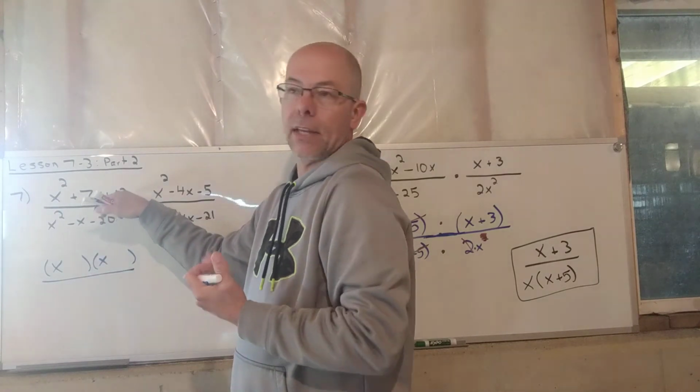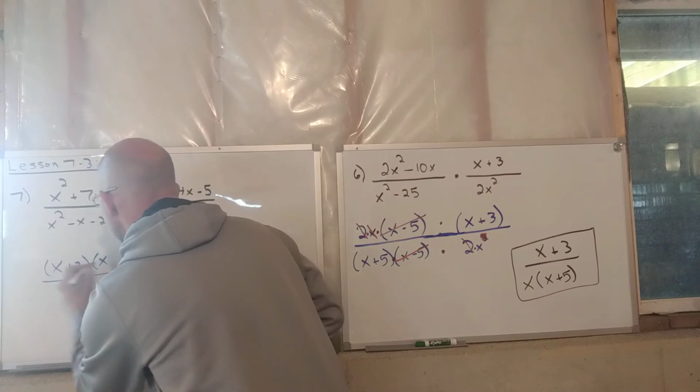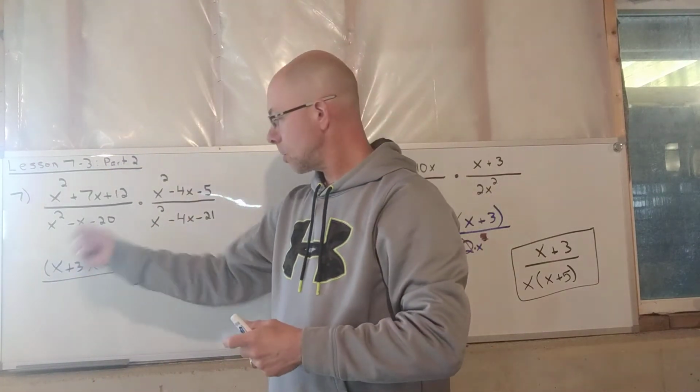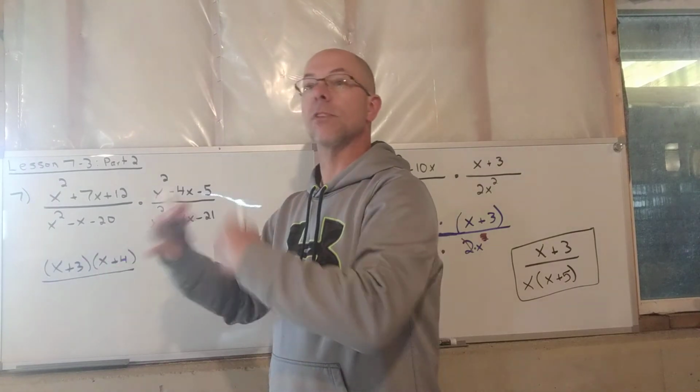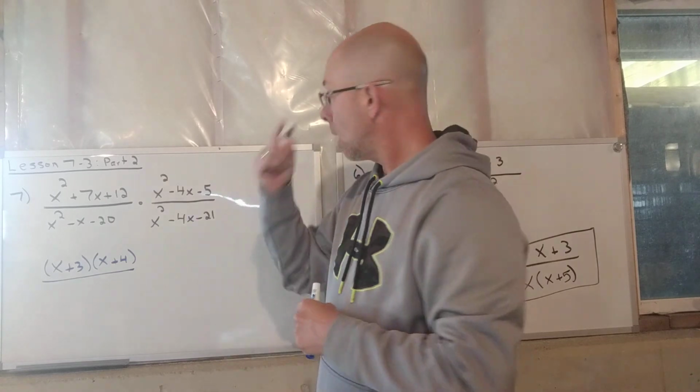Now when I think of 12, I think of 3 times 4. And everything in this one is positive. Now if I check that out, it's 4x, 3x for 7x. And the 3 times 4 is 12, so that factors out nicely.